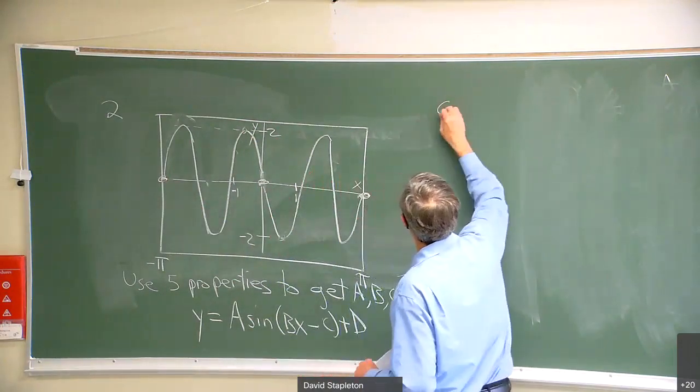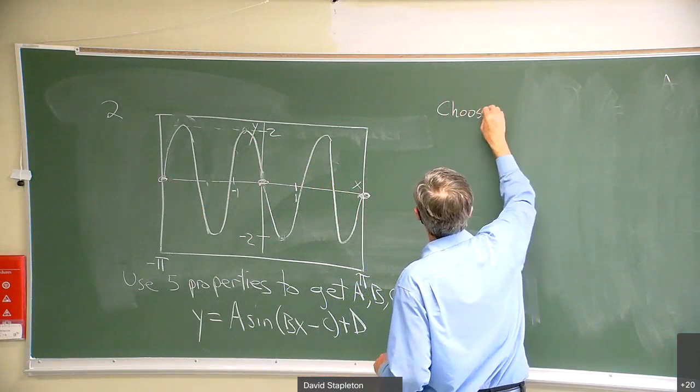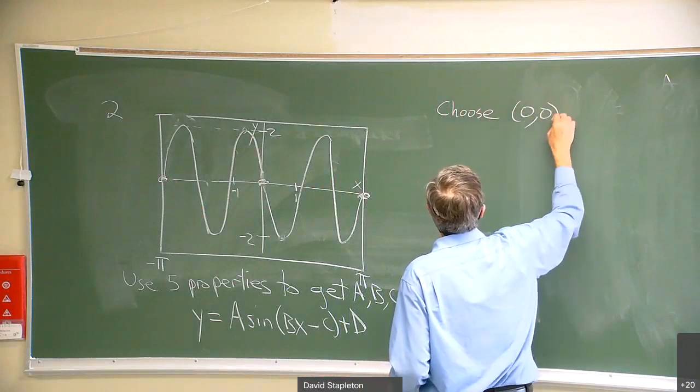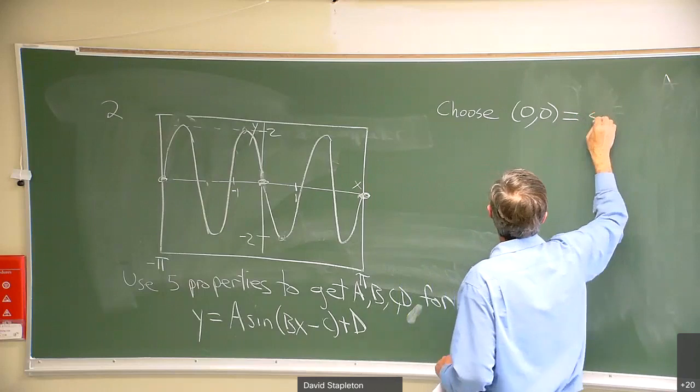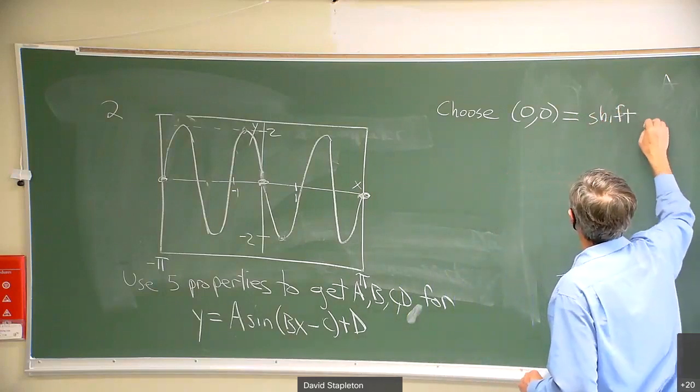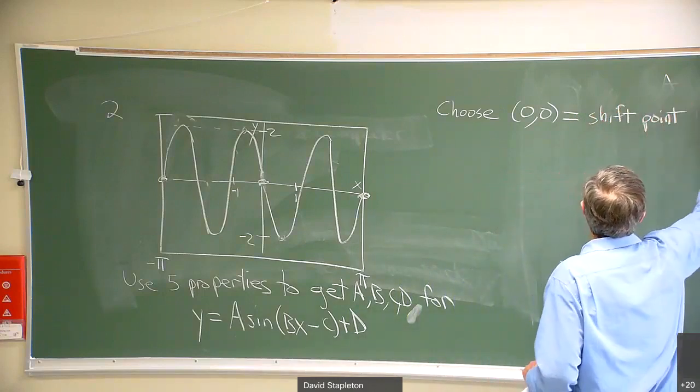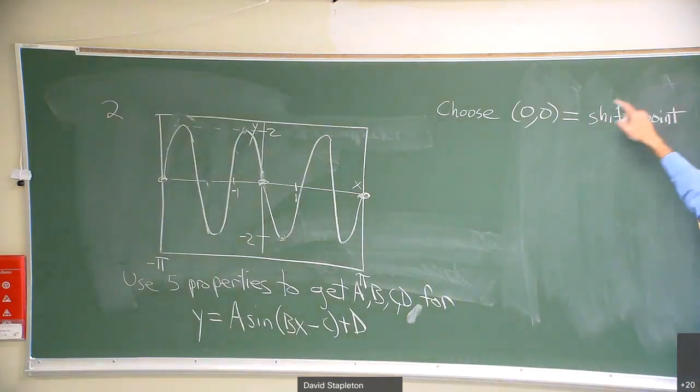Let's choose 0, 0 for the shift point. But the shift point, we know, we just memorized it. The book doesn't call it the shift point, it calls it horizontal shift and vertical shift. Is C over B and D.